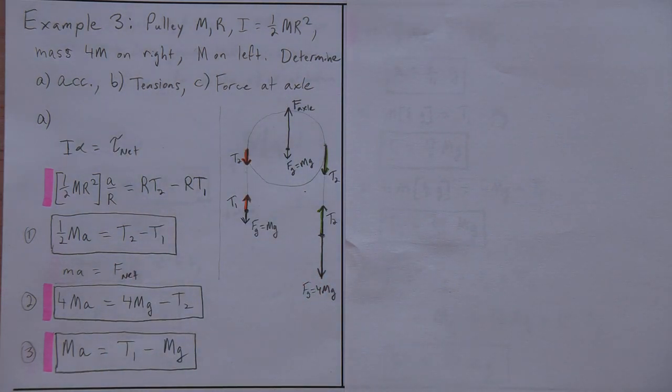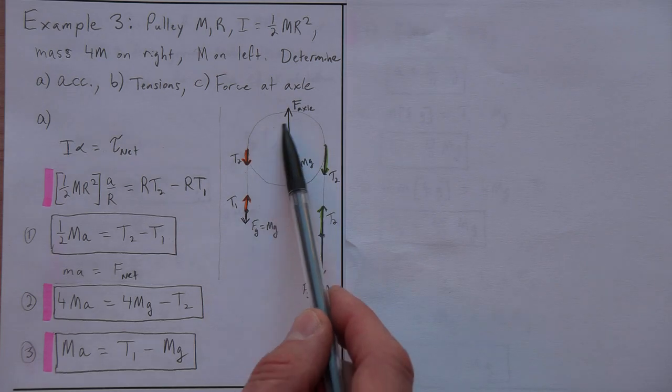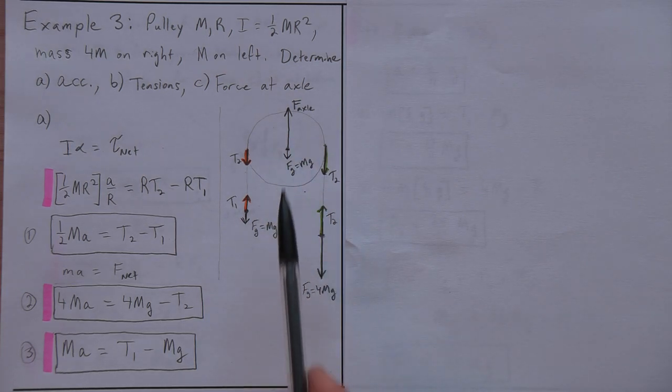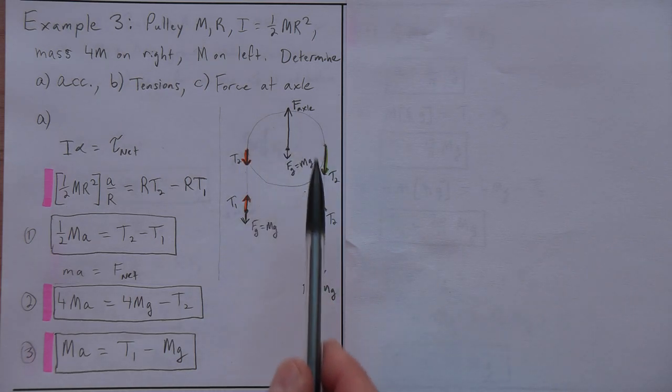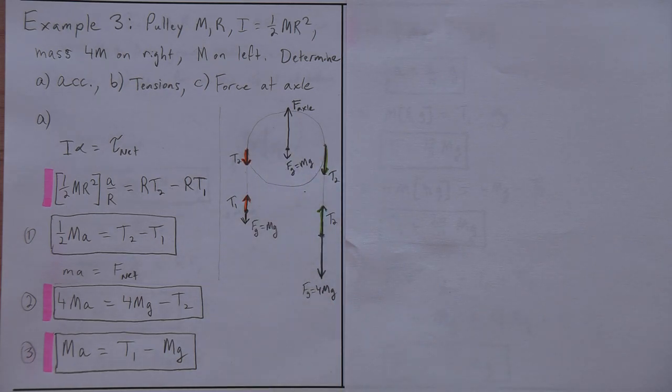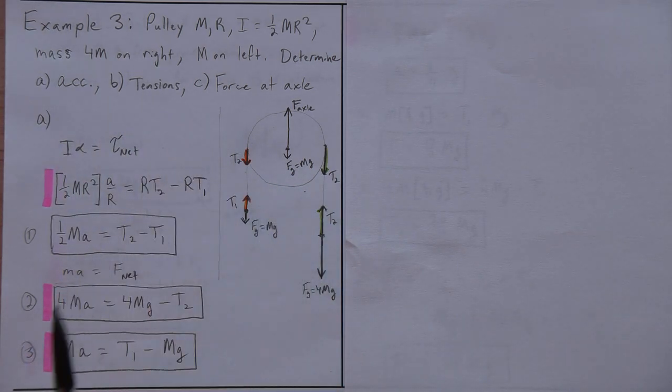So this is similar to Atwood's machine in Newton's laws, but in Atwood's machine calculation, we assumed the pulley had no inertia or negligible inertia. Now the pulley's mass is significant enough, so we have to factor it in. It slows down the acceleration further. So we want to get that acceleration. We want to figure out the tensions in the strings, and we want to find this force at the axle.